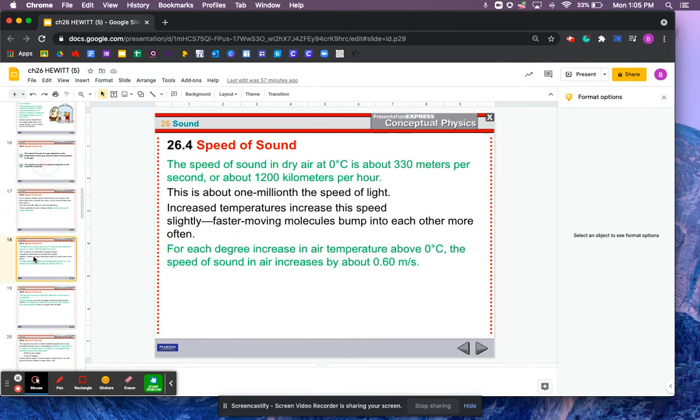The speed of sound in dry air at 0 degrees Celsius is about 330 meters per second. So sound still travels really fast, 330 meters per second, but nothing like light, right? Light travels at 300 million meters per second, so sound is a lot slower than light, but it's still pretty fast. It averages to about 1,200 kilometers per hour, so definitely very quick.